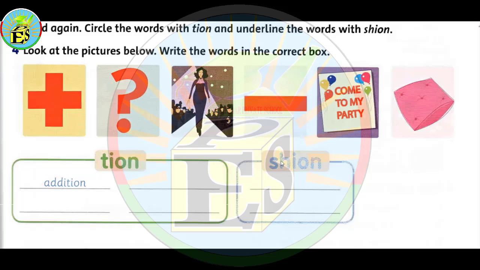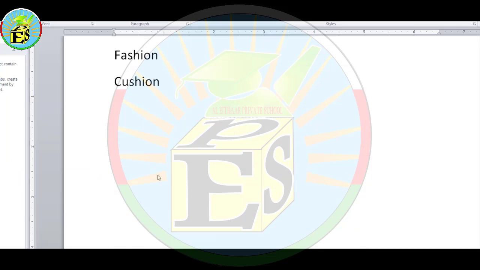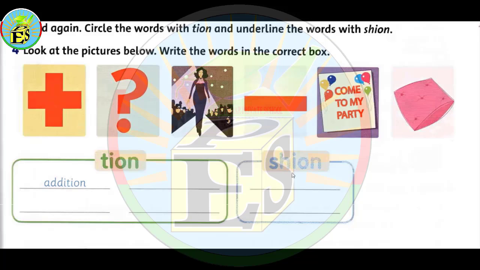And now we will check the answers of the words that end with S-H-I-O-N. In the second box you have to write the two words fashion and cushion, and both of these words end with the same letters and the same sounds as the words in the first group. So fashion and cushion, write these two words right in this box. Please make sure to write in a clear way, and that's it for today's lesson. All the best.